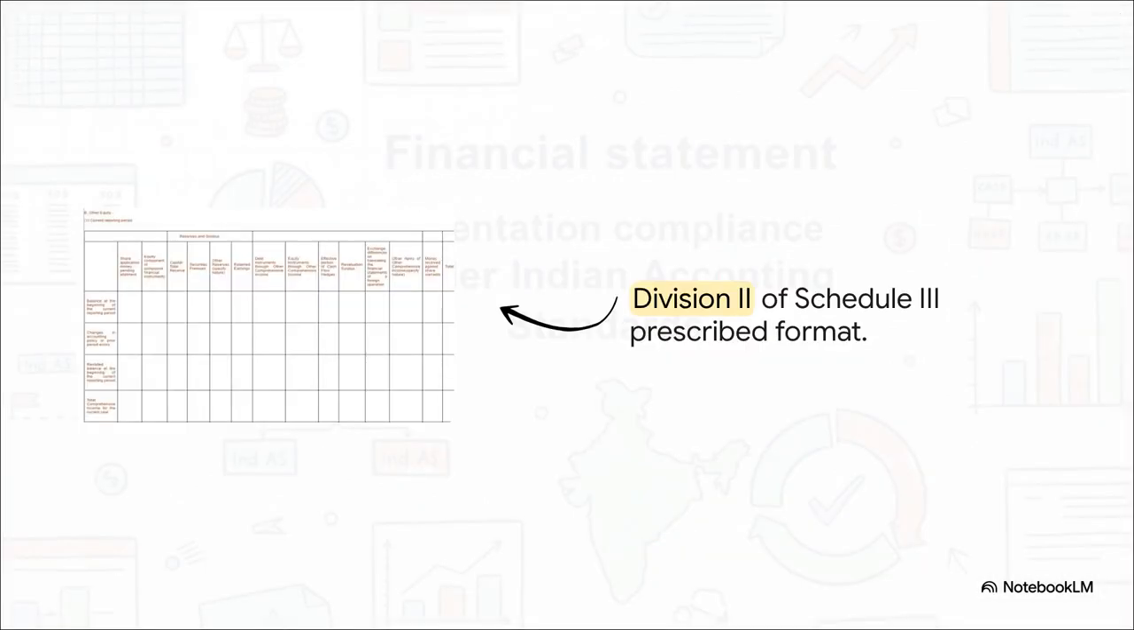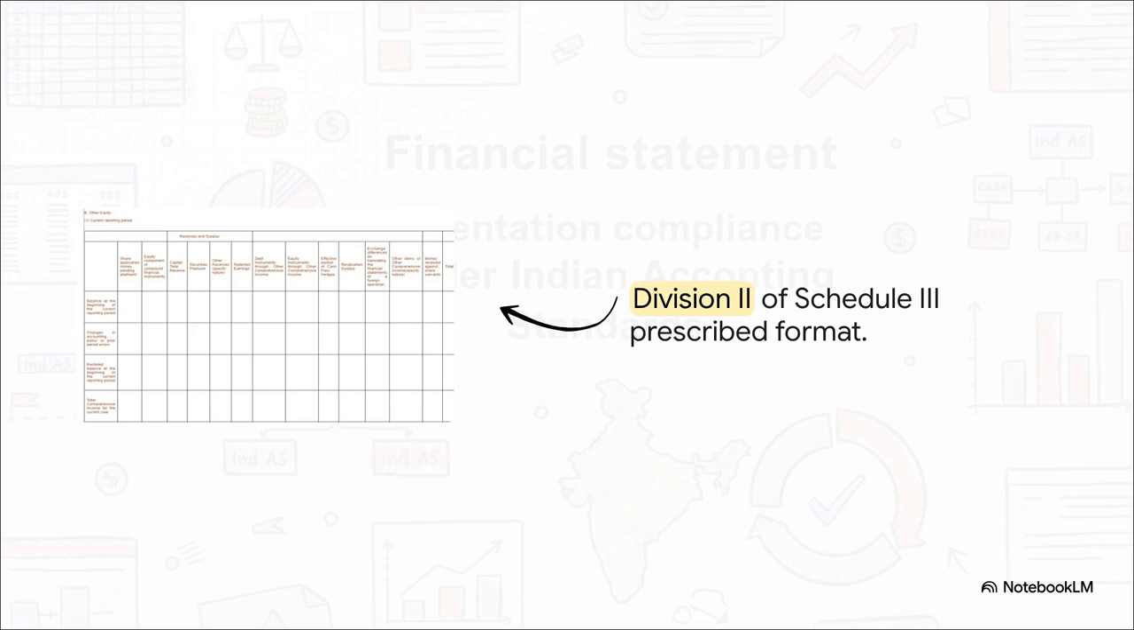And just to drive this home, here is exactly how that rule is visualized in the prescribed format required by Division 3 of Schedule 3 to the Companies Act 2013. If you scan down the far left column under the current reporting period, go past the opening balances, past the prior period errors, look at the very bottom row that's visible there.